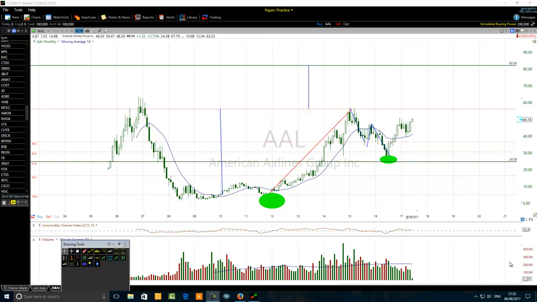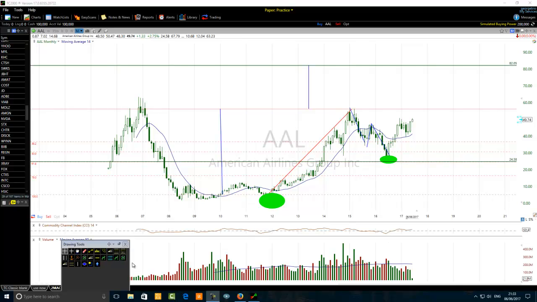Hello traders, the title of the video is practical cup and handle swing trading tips and tricks. Let's get started. I'm on the monthly chart of American Airlines Group, and we have here a cup and handle chart pattern.